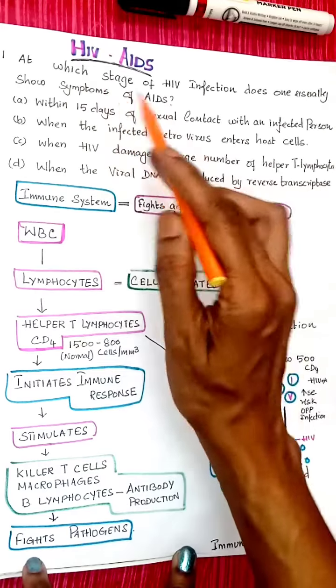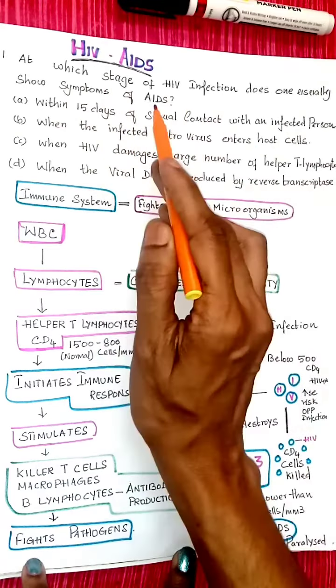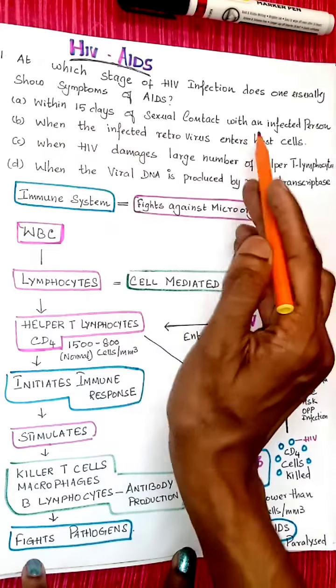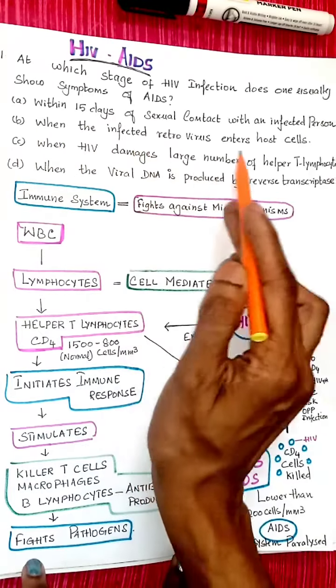Today's question is, at which stage of HIV infection does one usually show symptoms of AIDS? First choice, within 15 days of sexual contact with an infected person. Second, when the infected retrovirus enters host cells.